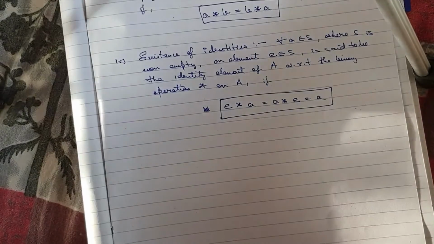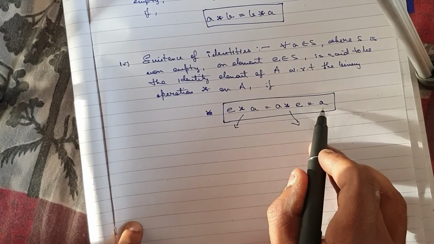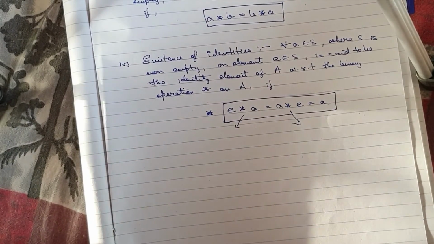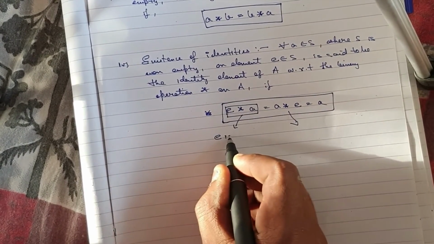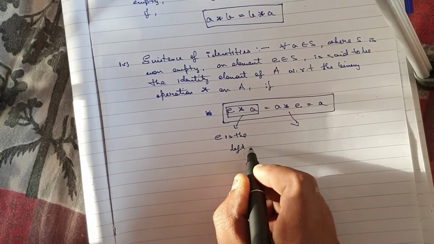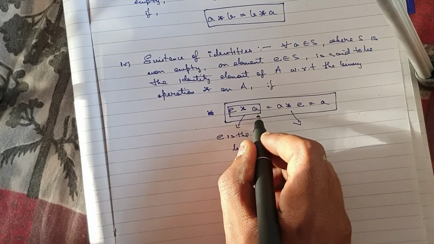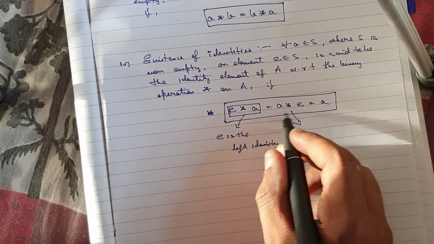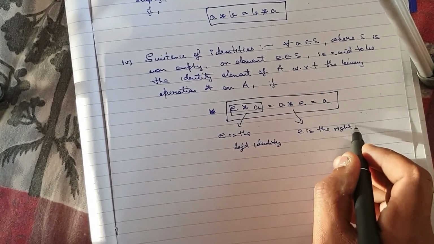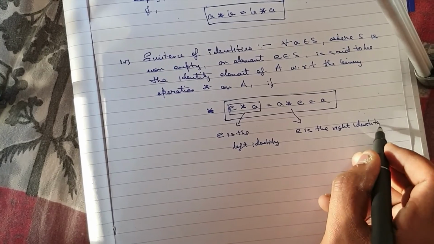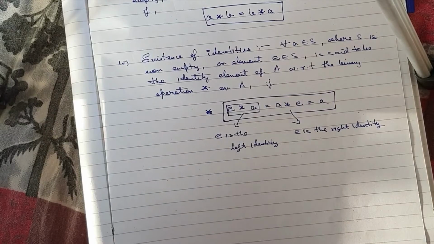Now see here we have two conditions, one is this, one is this, and if both give you A, then only E is called the identity. If only this condition is satisfied, then E is the left identity. If only this one is satisfied, then E is called the right identity, and if both are satisfied, then E is called the identity. Okay, got the point, right?